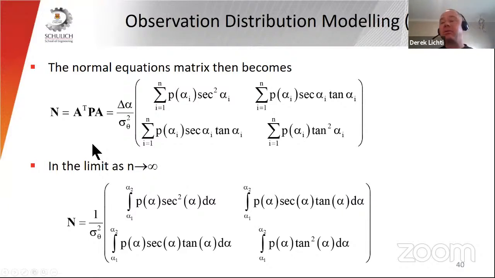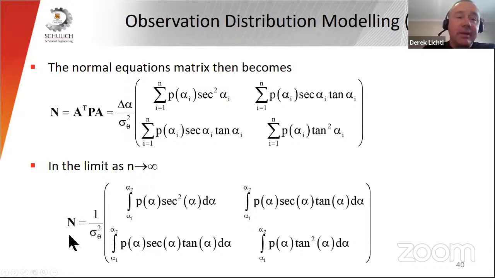So now when we put those into our least squares normal equations, we see that the summations have this additional weighting term, P, and we have this delta alpha term out front. Now, let's assume that we have the luxury of many, many observations. So we can take that practical idea into the theory by saying, well, in the limit as the number of observations approaches infinity, then these summations become integrals. And so we have the integrals of the observation distribution weight times these functions, secant squared and tan squared.